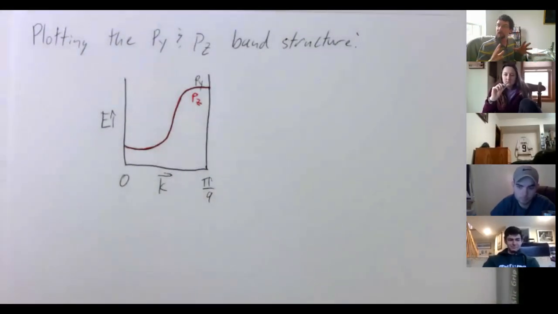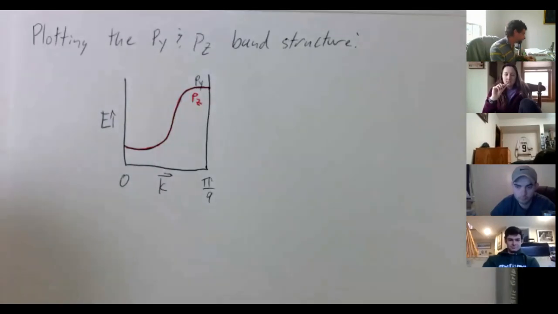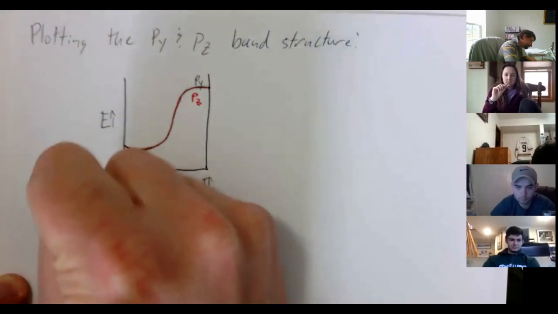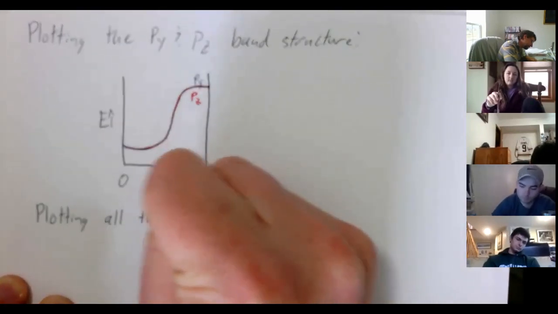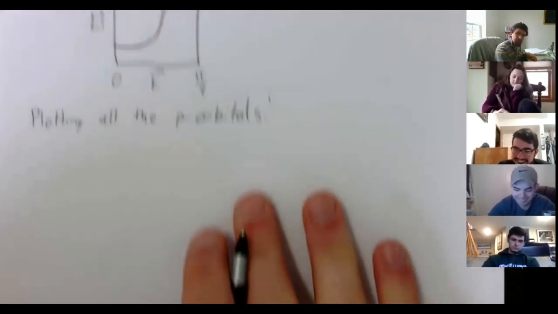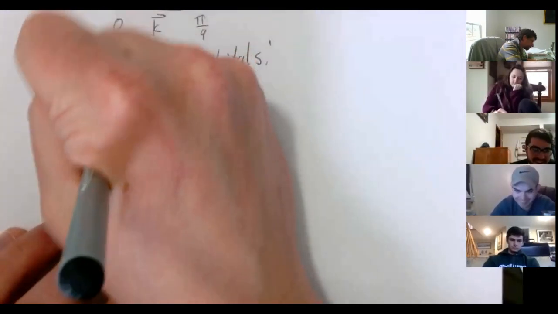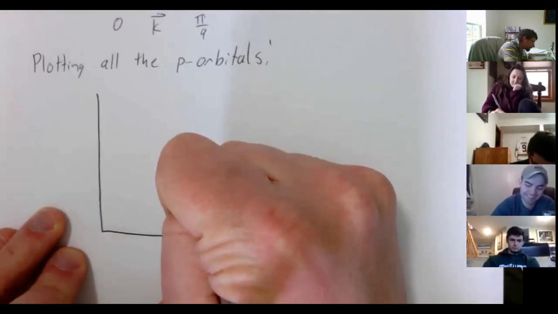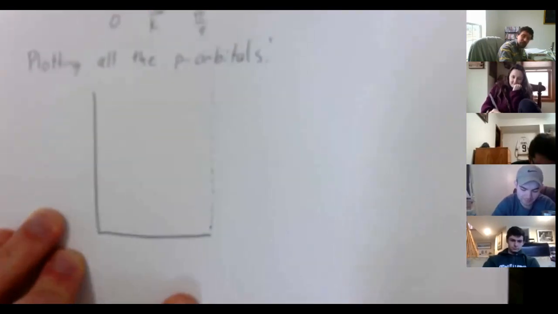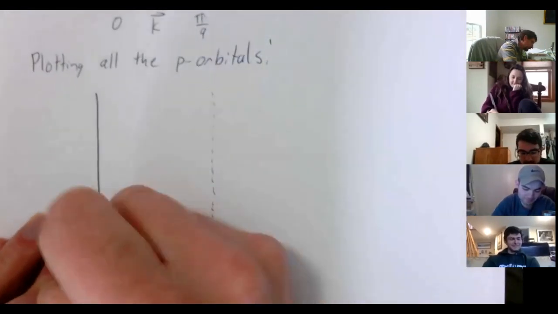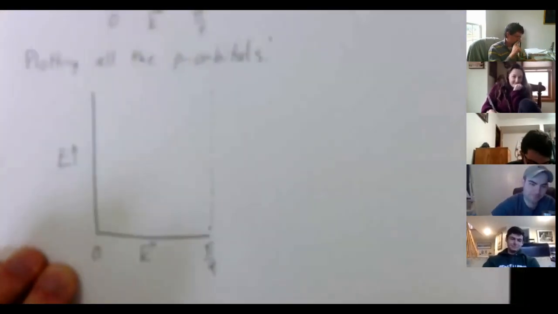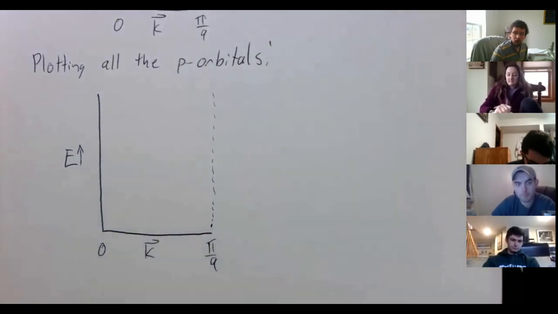Okay, so now let's plot everything on one plot, plotting all the p orbitals. I'm going to do dashes this time, change it up a little bit. Pi over a, 0, and we have E.